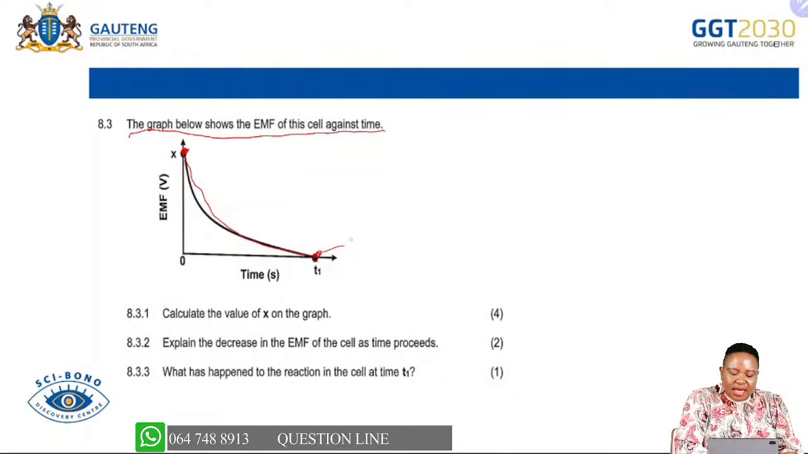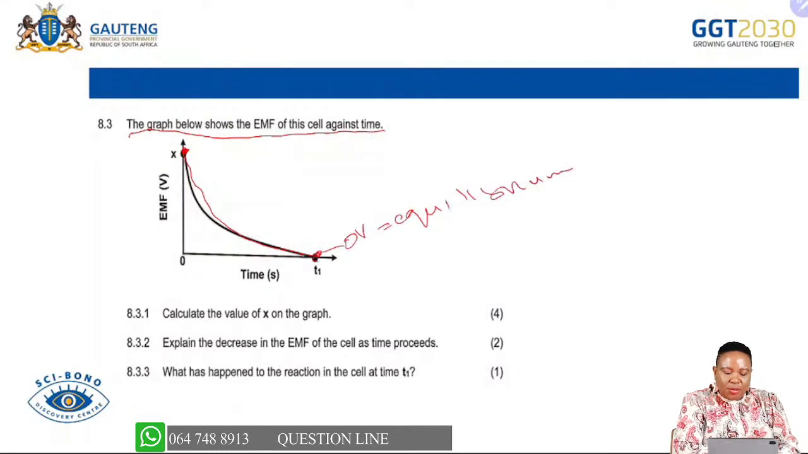And where the EMF reaches 0 volts, we know that this is where the cell has reached what? Has reached equilibrium. So it is not that the reaction has stopped, but the cell has reached equilibrium where the EMF is 0. So this is one of the questions that we need to understand, and know the different ways it can be asked in terms of this galvanic cell.